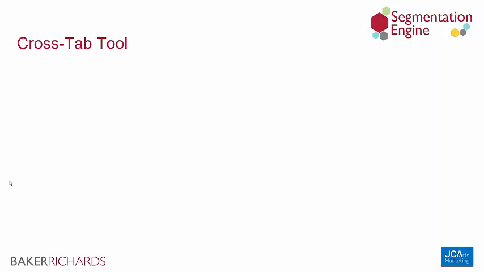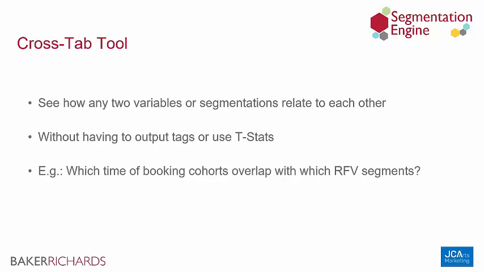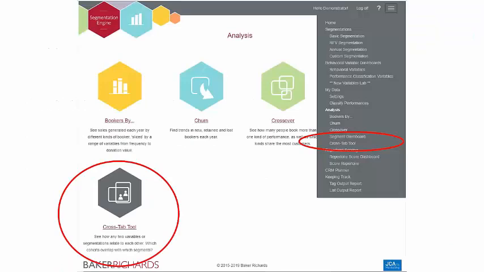And we're going to look at the next major piece of functionality in version 3, and that is the crosstab tool. So with the crosstab tool, you can see how any two variables or segmentations relate to one another without having to output tags or use tstats to do it. So, for example, which of my time of booking cohorts overlap with which of my RFV segments? This is the kind of thing that we can find out.